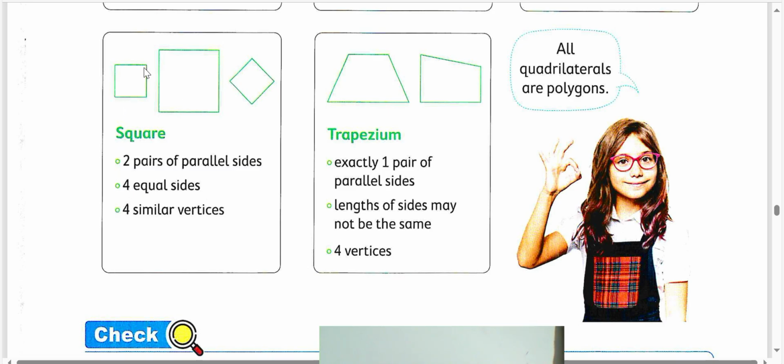This vertex and this vertex. We have 4 vertices, we call them vertices. The measure of each vertex equals 90 degrees. And also we have the trapezium. The trapezium has exactly 1 pair of parallel sides. The lengths of the sides may not be the same. Okay, and we have 4 vertices. We have 4 sides. We have 1 pair of parallel sides. We call it a trapezium or trapezoid.